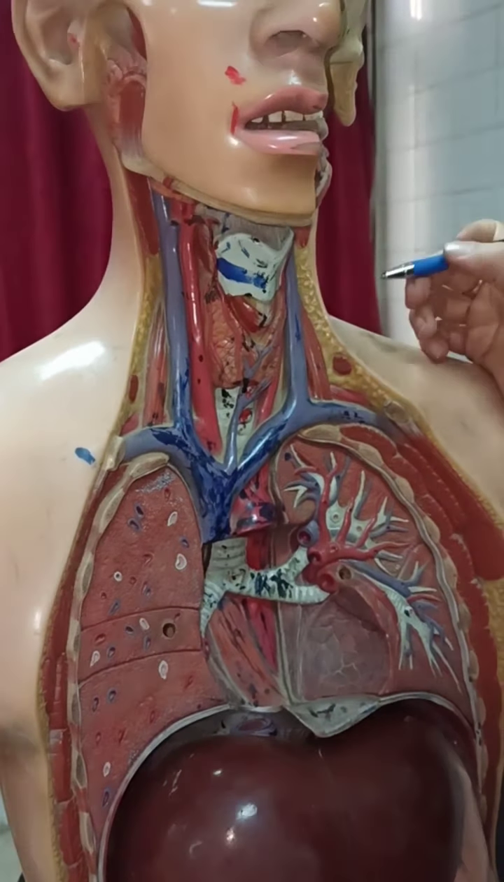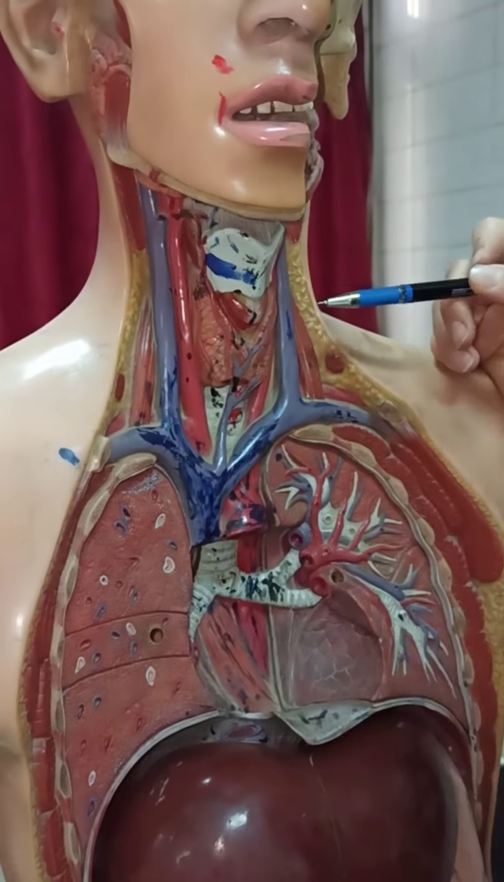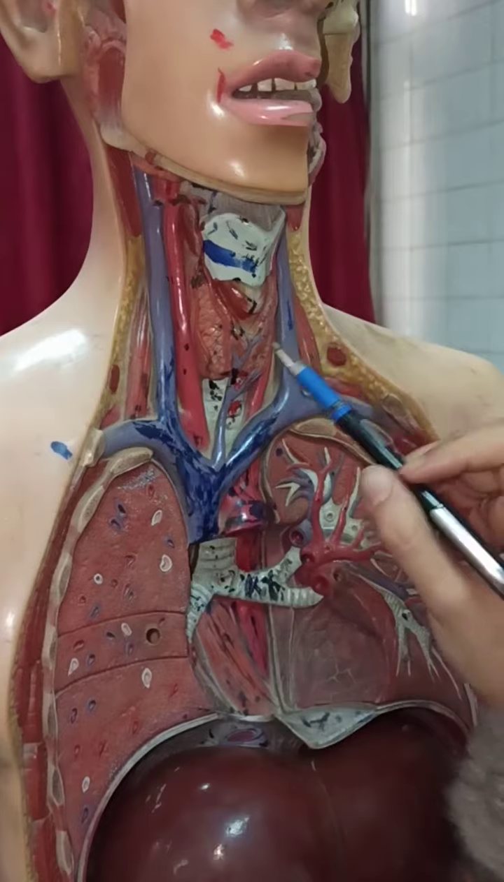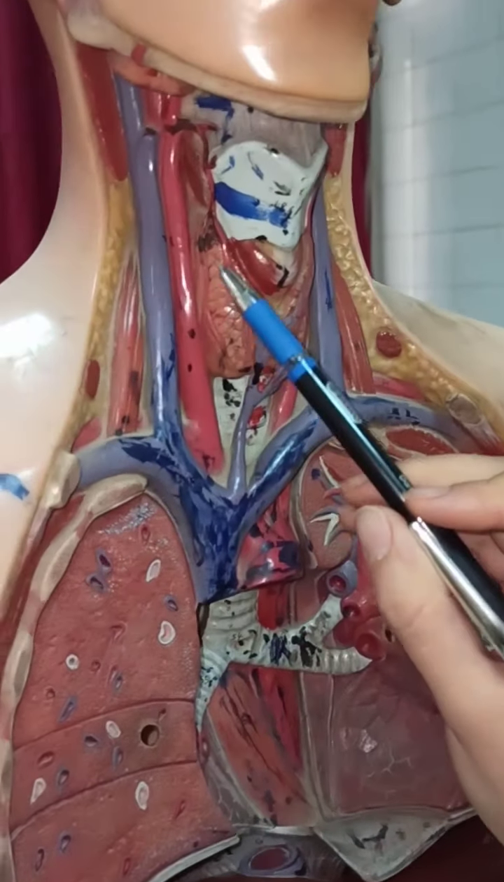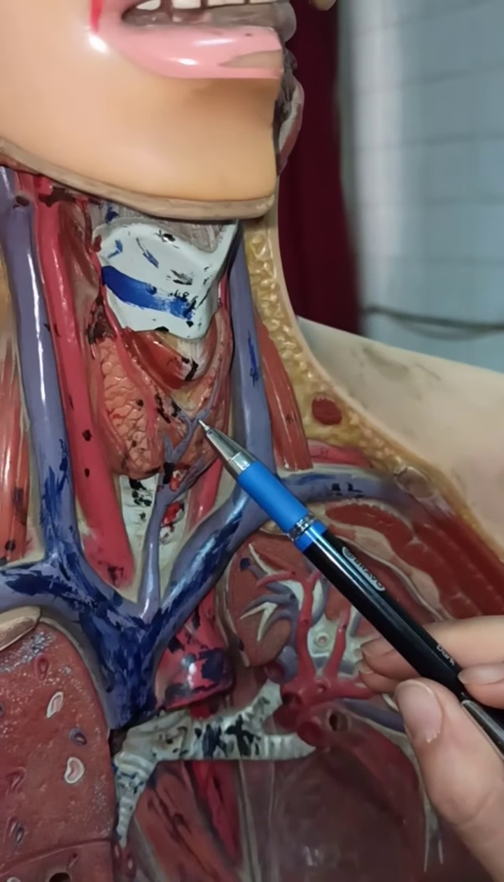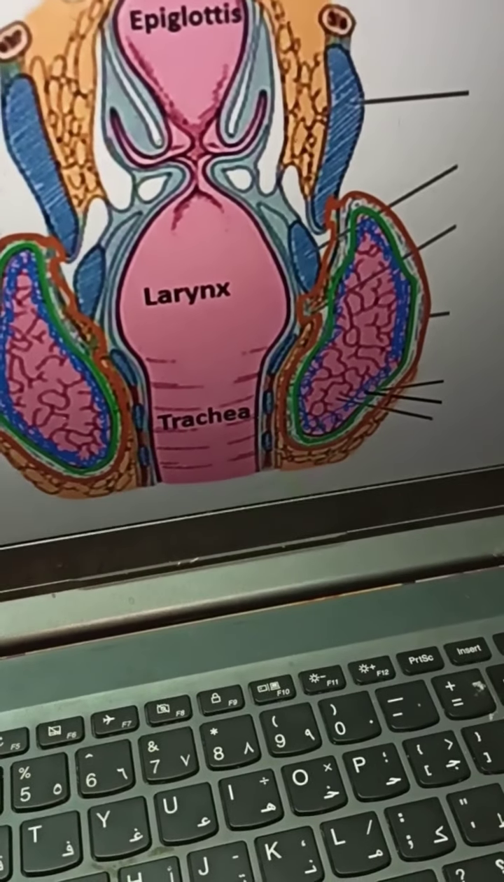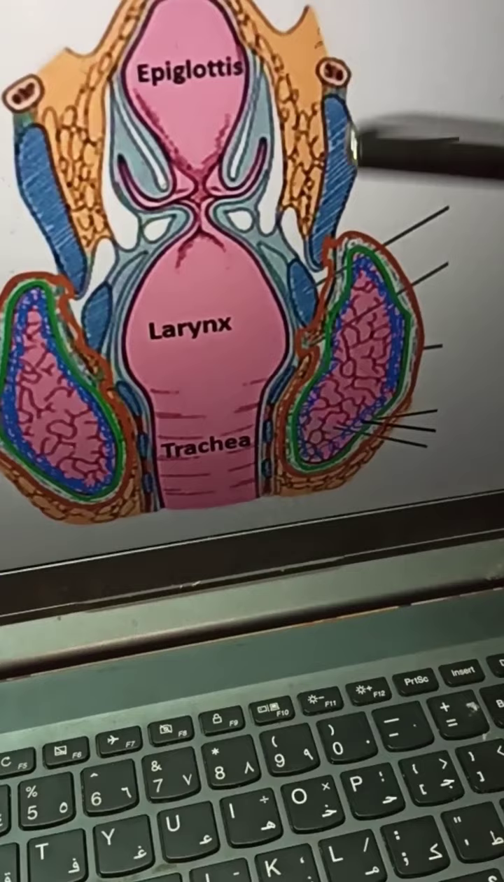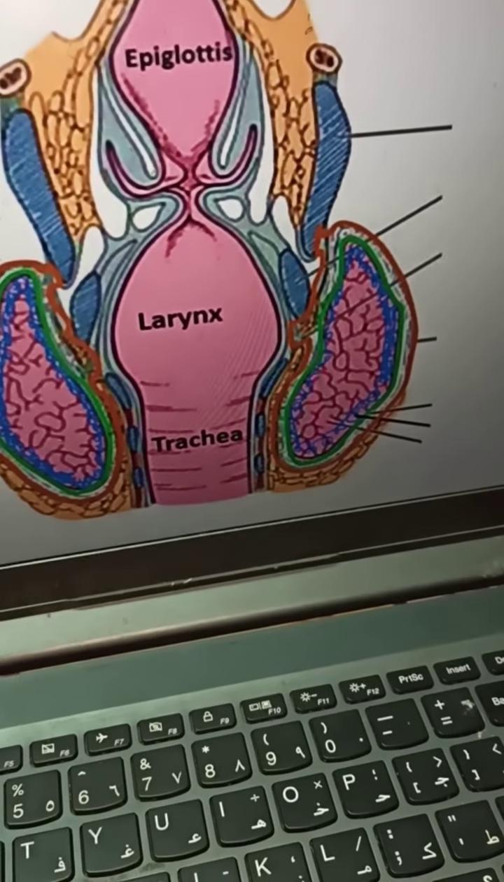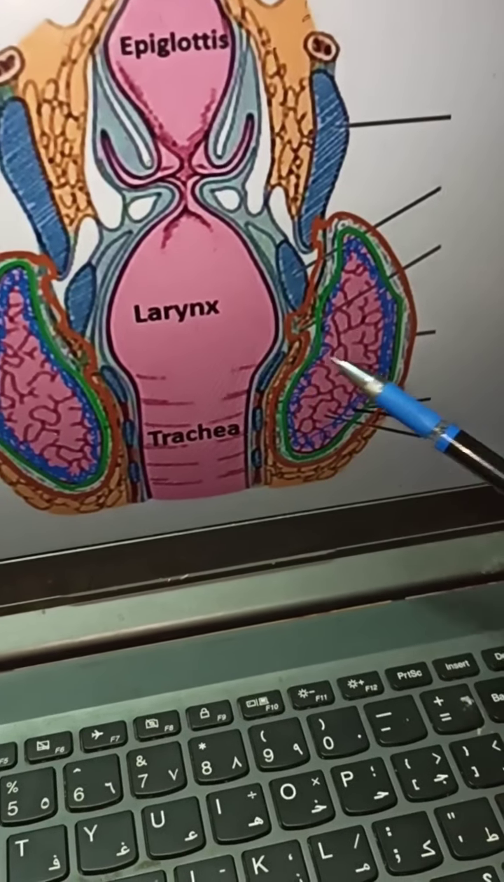هنعمل إن شاء الله ريفيجن على الثايرويد and pituitary glands. Here is the site of thyroid gland. بتتكون من two lateral lobes connected by isthmus. This section is a coronal section in the region of thyroid gland. This is the lateral lobe thyroid gland.